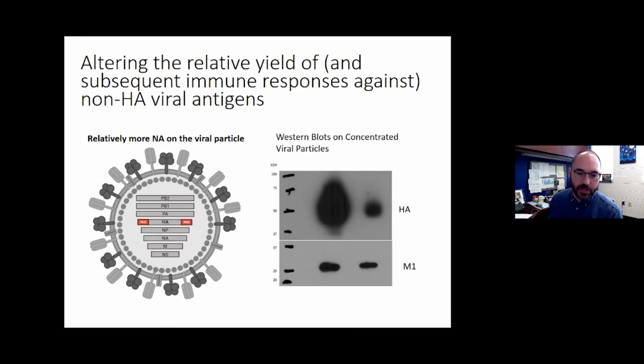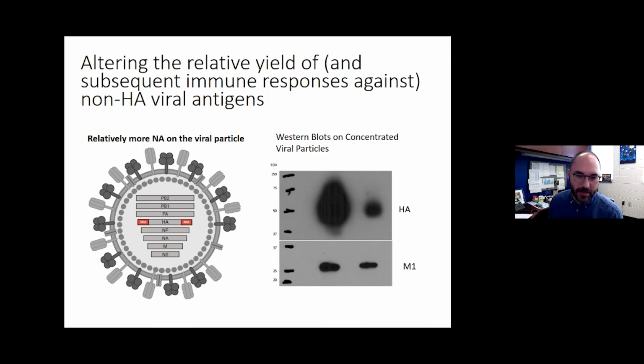Okay, so again, the first approach is the idea of increasing a virus that generates responses that are going to be more broadly protective, right? We're going to de-emphasize the hemagglutinin here to try and get more responses against the other components of the virion, which we think will be more protective against heterologous virus challenge.